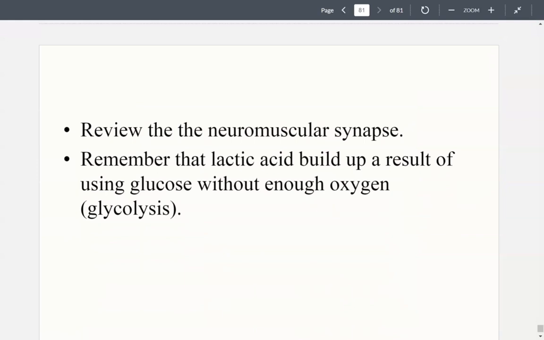Now, this does say, review the neuromuscular synapse. Do you want to make sure you know details about that? We will talk more about synapses in general with the nervous system. And remember, oxygen debt.